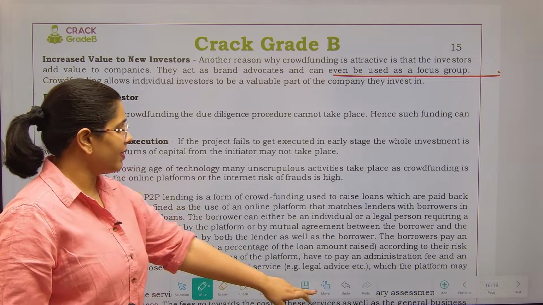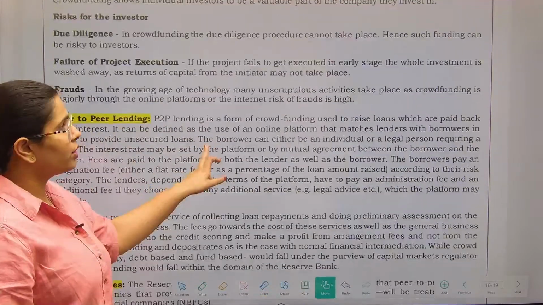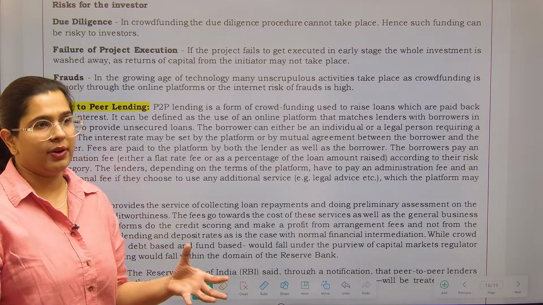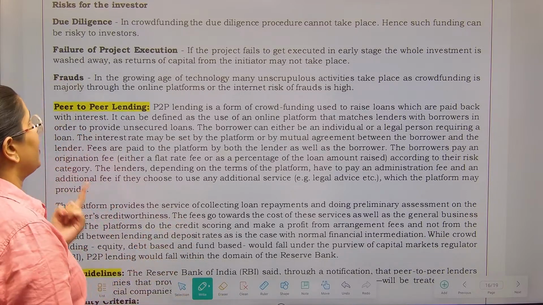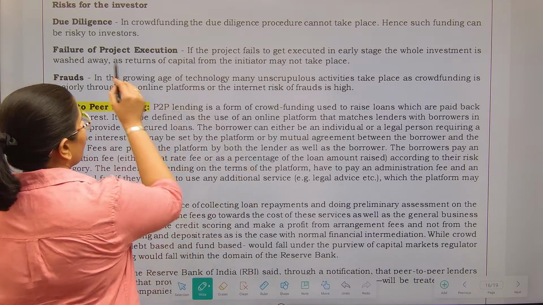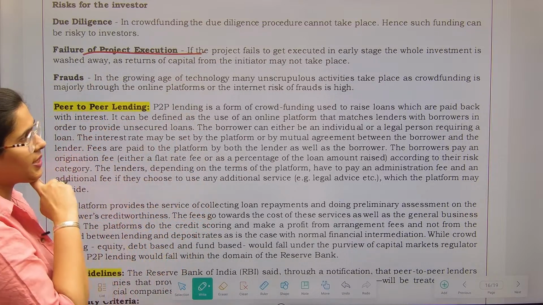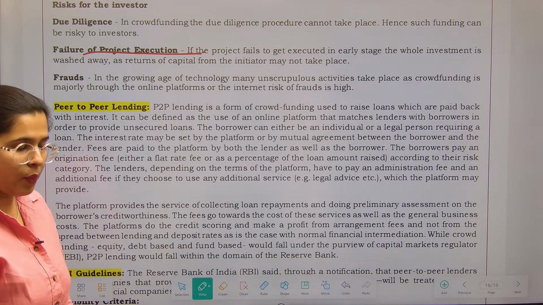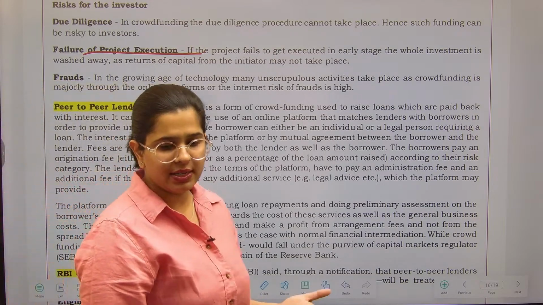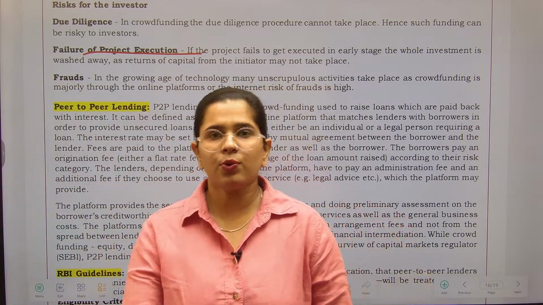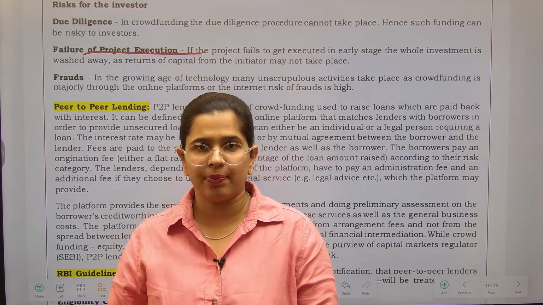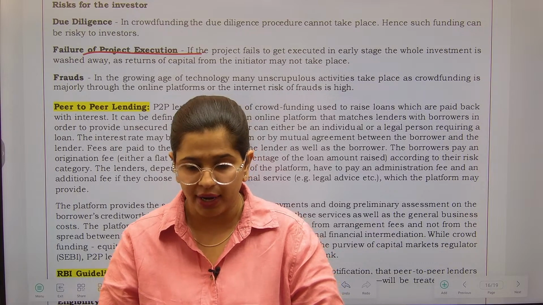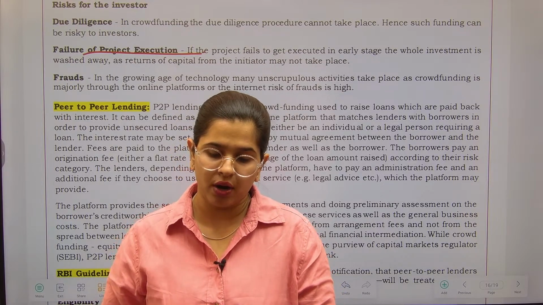Now, risks for the investor: before you are investing, you have to do the due diligence. You cannot get stuck with any kind of enterprise just like that, right? So due diligence is very important on your behalf. Failure of project execution: if the project fails to get executed in the early stage, the whole investment is going to be washed away, right? If I am going to invest in a project, I am going to see whether this project is viable, right? What is the gestation period? In how much time am I going to get back my investment, right? All these things you have to see.